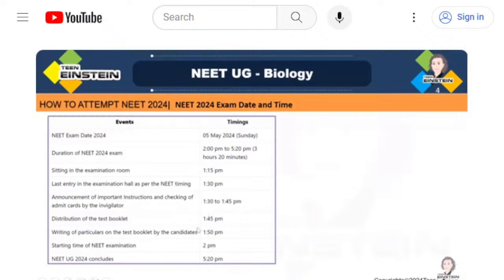Invigilator will be checking the admit card, and after 1:45, they'll distribute the test booklet and writing of particular details on the test booklet. That booklet you have to fill with your number and other details, and the invigilator will check that and sign on that. So everything will be done during that time, around 1:50 p.m. Okay, and the starting time of the examination, that is 2 p.m.